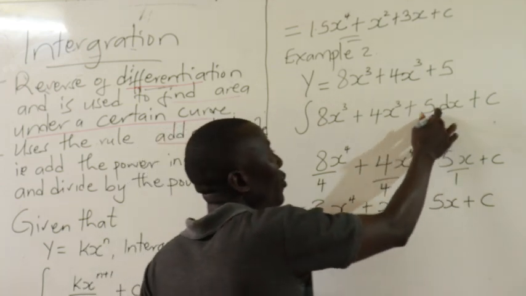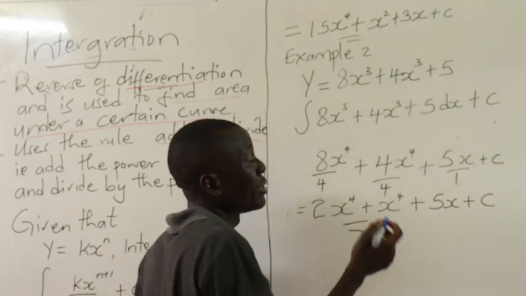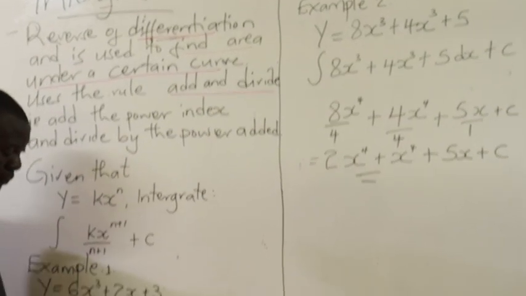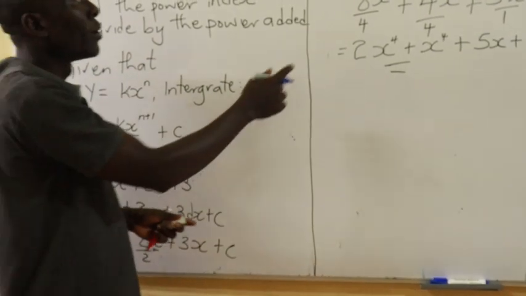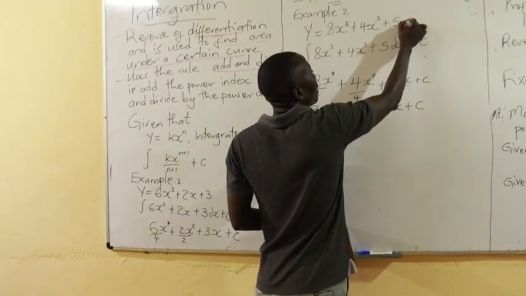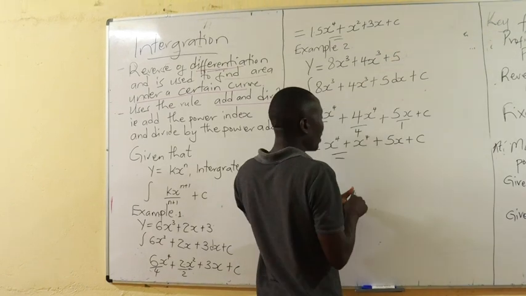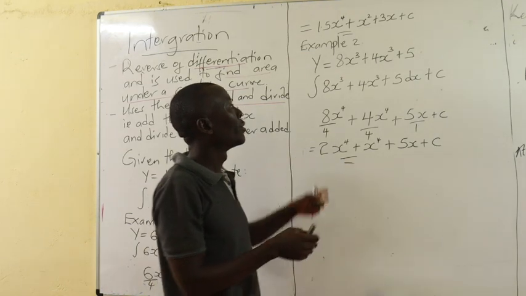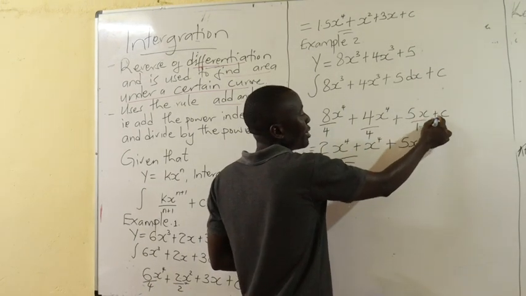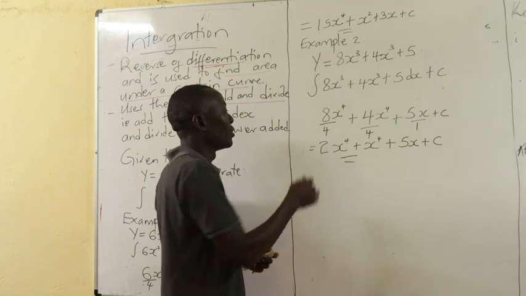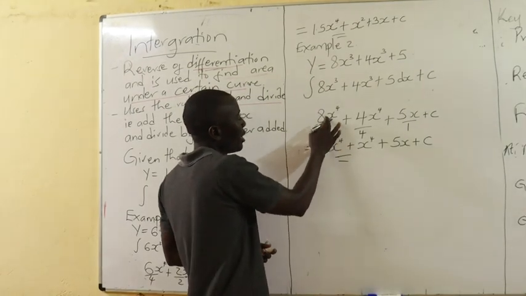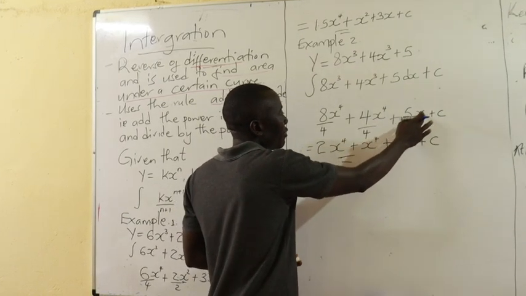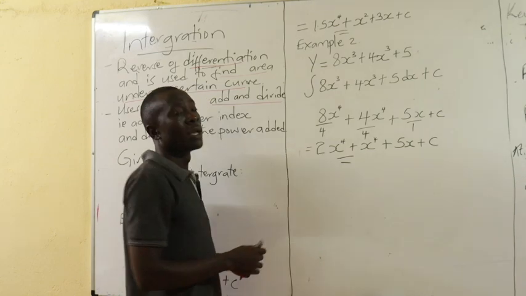Here we have 5, which was just a constant, but because we are integrating with respect to x, as I have demonstrated here, having 5 alone is the same as having 5x raised to power 0. Therefore, when we integrate, it becomes 5x, then we have a constant c. The answer here is found by dividing 8x squared by 4, and we get 4x squared, then we have 5x, and eventually we have a constant.